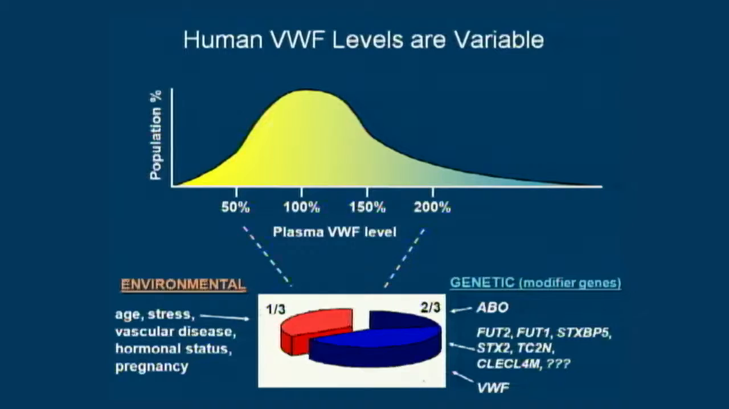Multiple other modifiers have been identified more recently in detailed GWAS in large populations, including FUT1 and FUT2, which are precursor enzymes for ABO, as well as STXBP5 and STX2, which are probably involved in vesicular trafficking, and CLEC4M, which is a lectin clearance receptor, and probably there's new data in mice demonstrating that this can clear von Willebrand factor. And then lastly, and I think not at all least, is the von Willebrand factor gene itself. There is tremendous variation in the von Willebrand factor gene, and we know the most of this from studying von Willebrand disease patients.